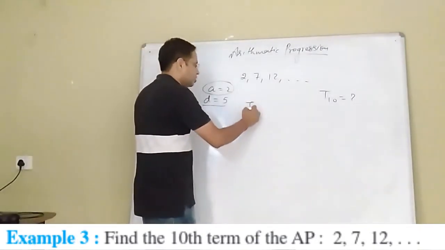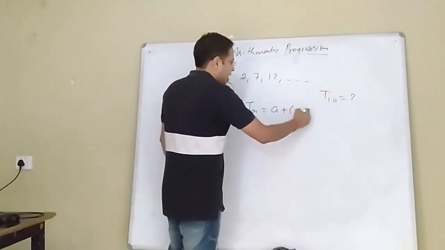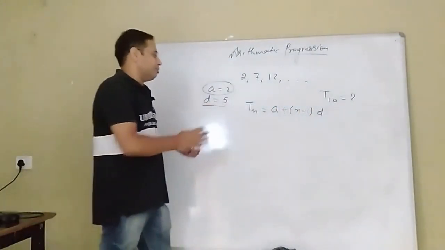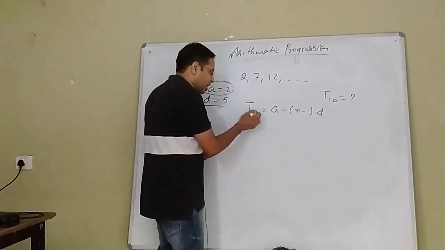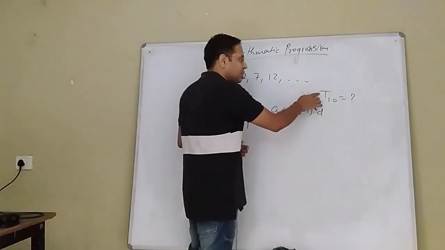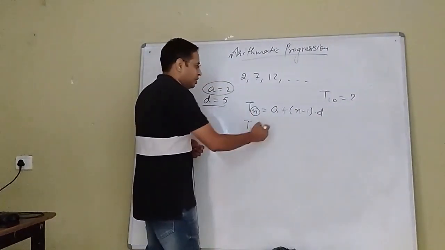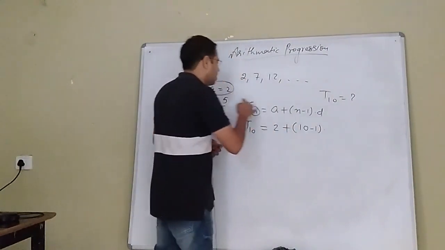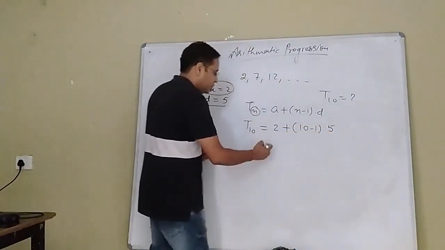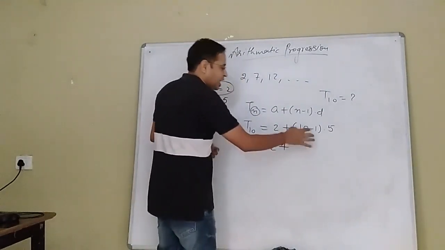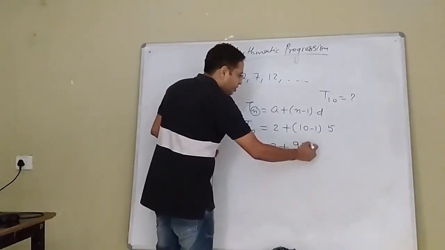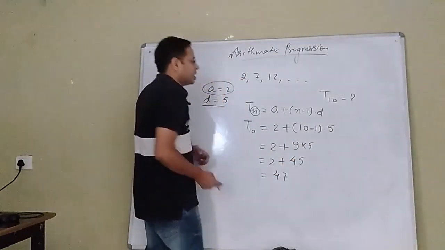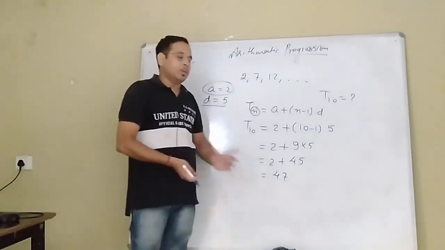As I told, the formula to find out the nth term is A plus n minus 1 into D. The value of A is 2 and D is 5. We will substitute these values, and the value of n will be 10 because we require T10, the 10th term. So the 10th term is equal to A is 2 plus n is 10 minus 1 and the value of D is 5. So you'll get 2 plus 9 into 5. So 2 plus 9 fives are 45. You will get 47. Therefore, the 10th term of this sequence is 47.